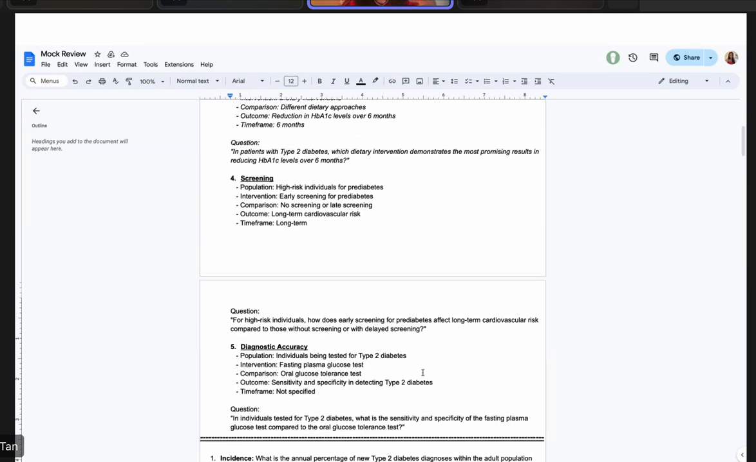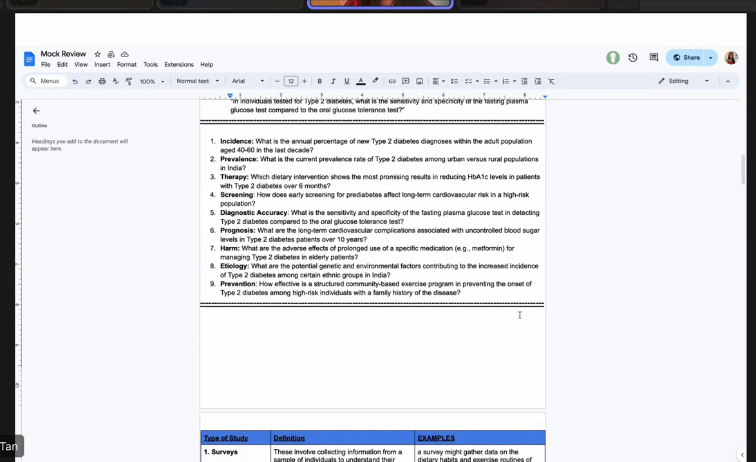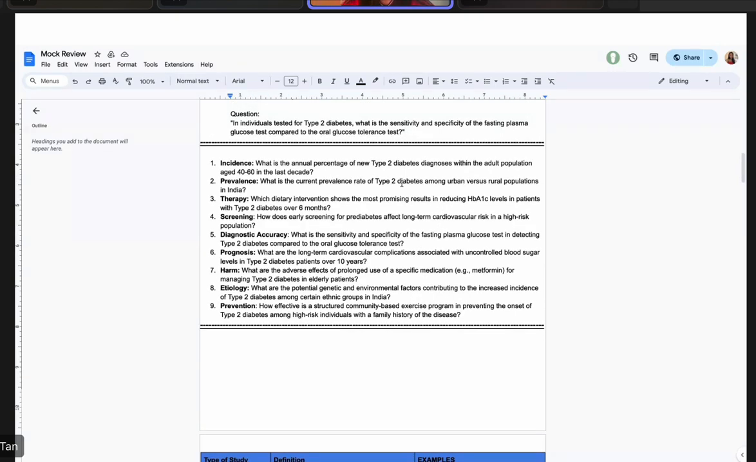So hopefully with these examples, it'll help you wrap your head around what different types of research questions are and how you can go about writing them. And you all have access to this, so you can have a look at it in your own time, and if you have any questions, you can let me know. So again, this is just all of them in one short paragraph. So these are the different types of questions for the same disease.